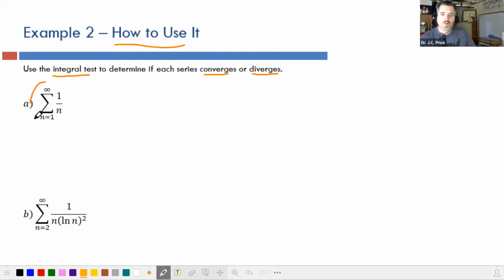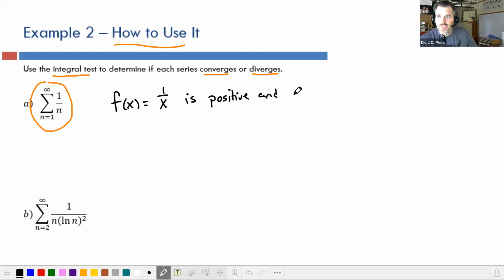So let's take a look at our first series here. This is the sum from n equals 1 to infinity of 1 over n. And we're going to make our function f of x equal to 1 over x. And then notice f of x equal to 1 over x is decreasing and positive. Let's start with the positive first part. So it's positive and decreasing.